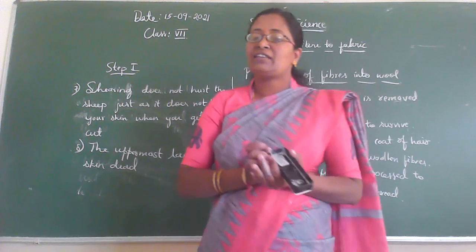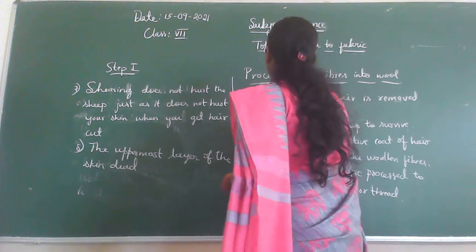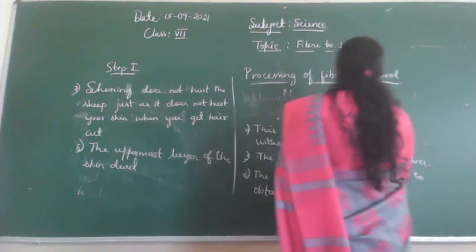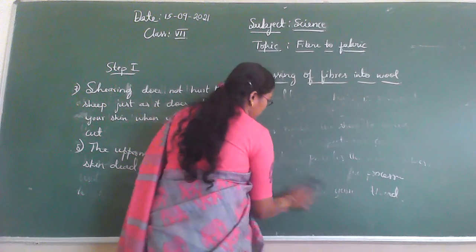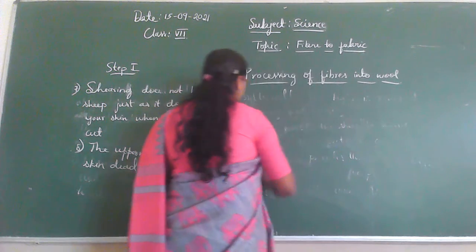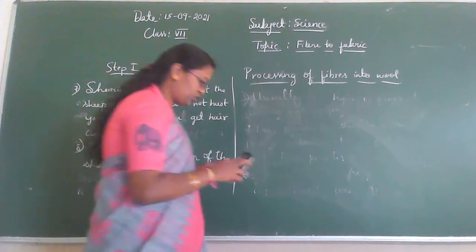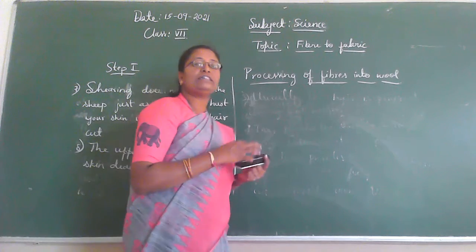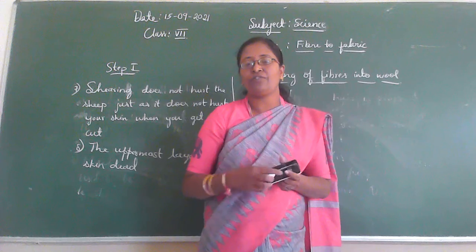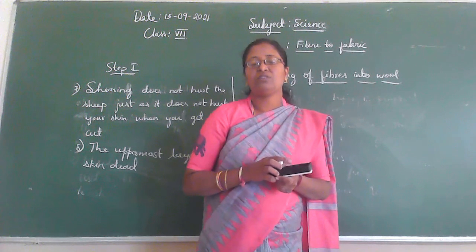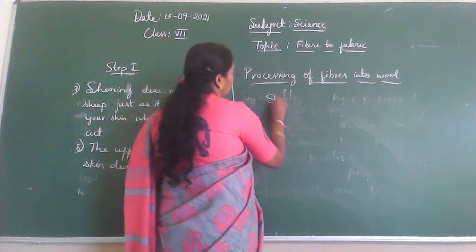Okay, children. Then the next step, the second step. The first process, what is it called? It is called shearing. Shearing means removing the fleece of the sheep along with the thin layer of skin, is it? So that is called shearing. So next, step 2.